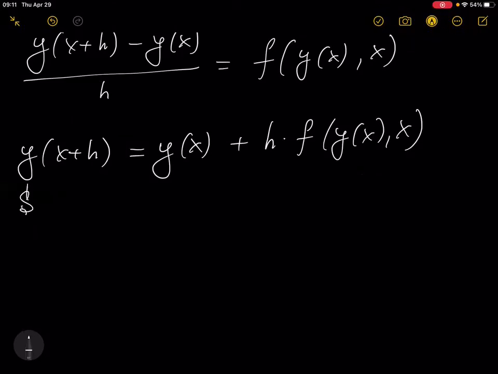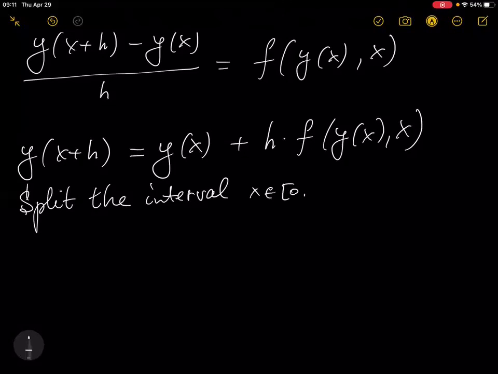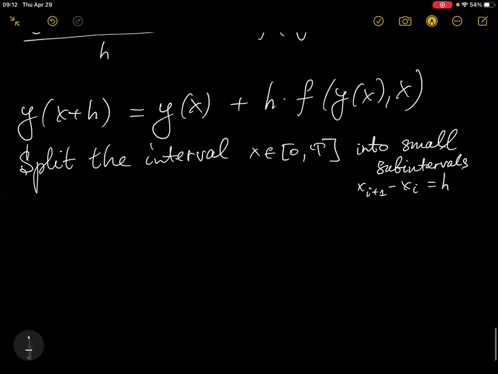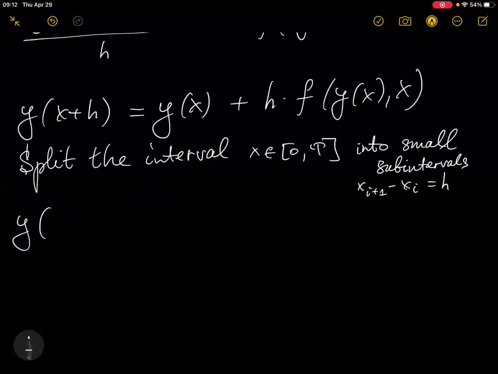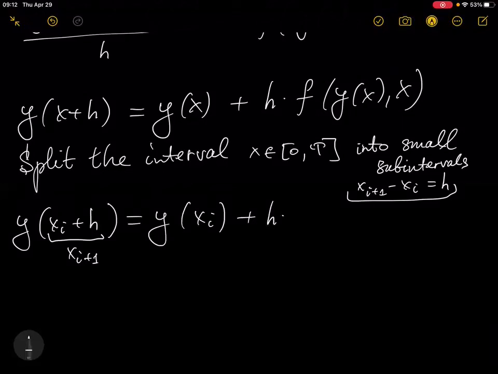Let us split the interval into small subintervals, x i plus 1 minus x i equals h. And then I can write that y at x i plus h, which is nothing else but x i plus 1, equals y at x i plus h multiplied by f.